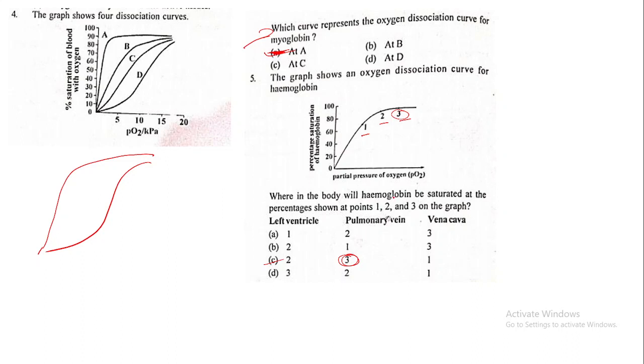Next one is that the pulmonary vein leads to the left atrium and then the left ventricle. So this is the least, the vena cava, next highest is this one, and then it is the left ventricle, which comes from the left atrium. Okay, so considering this, what happens?